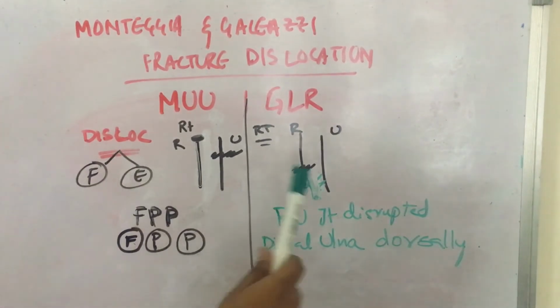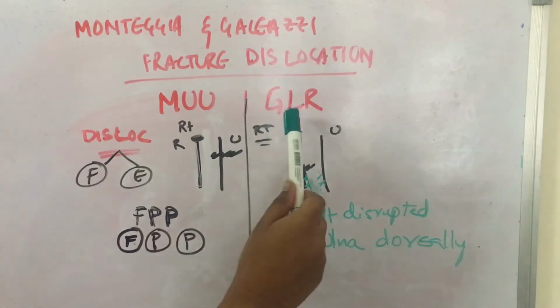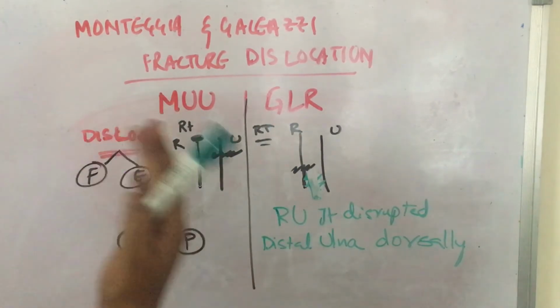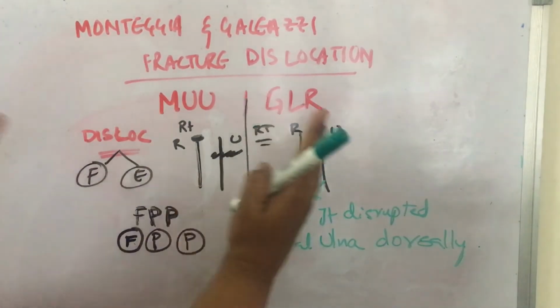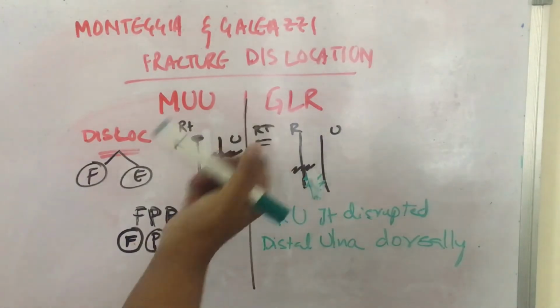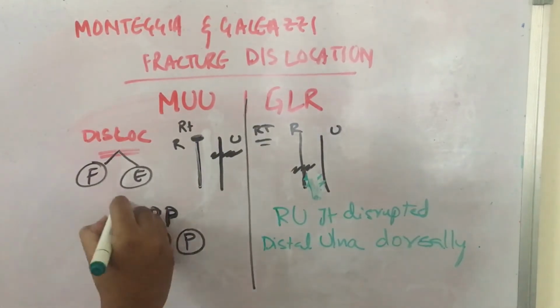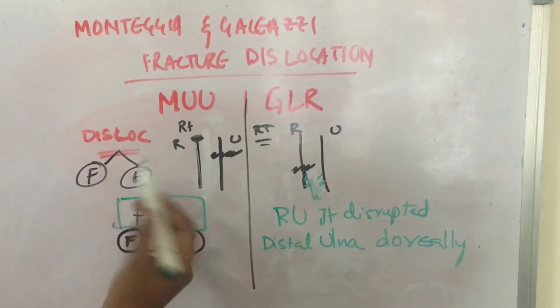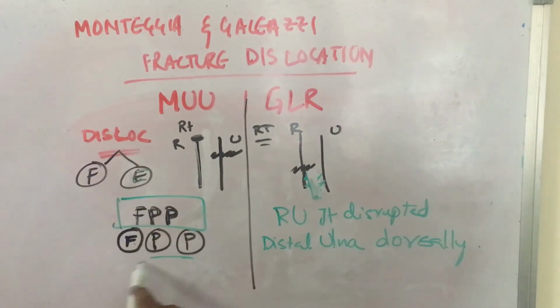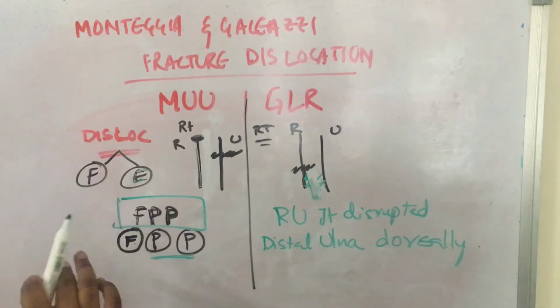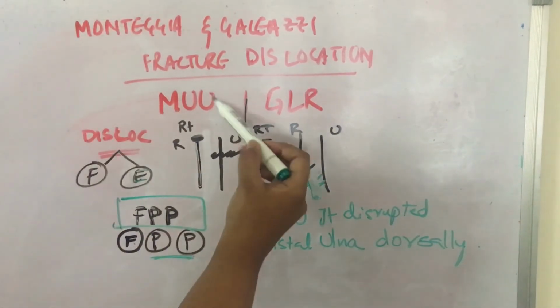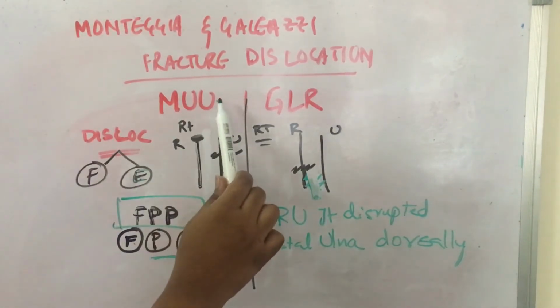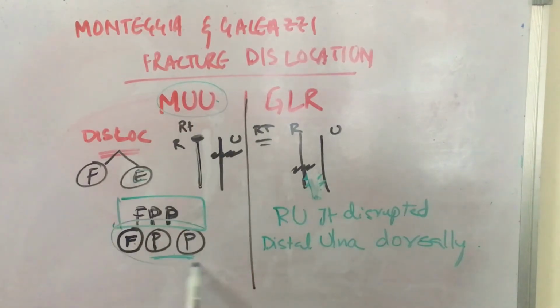So this is just after you differentiate MUU and GLR, you know where the fracture is happening. And under MUU, you need to remember one more mnemonic, FPP. If you remember FPP, you can remember extension by what is happening. Because in flexion, if posterior dislocation and angulation is happening, you know in extension the opposite will happen, right? So don't remember all these things, just remember MUU and FPP, so that you know the fracture site and you know dislocation, how it's happening.